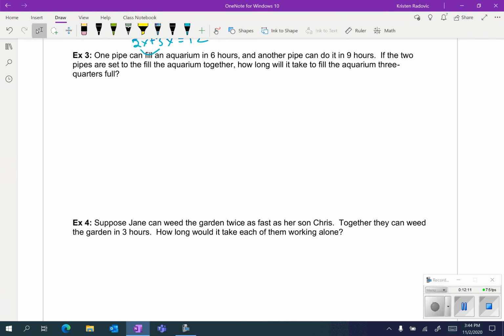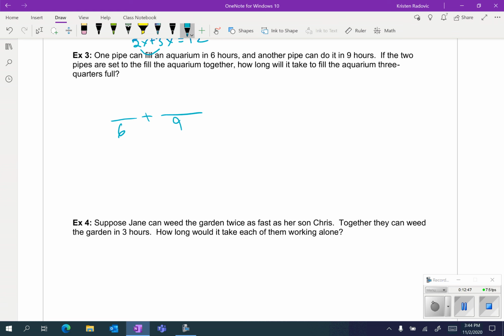So in this problem, we have one pipe can fill an aquarium in 6 hours, and another pipe can fill it in 9 hours. If the two pipes are set to fill the aquarium together, how long will it take to fill the aquarium 3/4 full? So we are talking about two pipes. The first one can do it in 6 hours. That's an individual time, so it goes in the denominator. The second one can do it in 9 hours. Again, an individual time goes in the denominator.